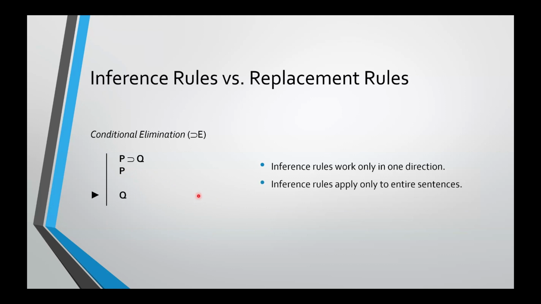The other thing with inference rules is they only apply to entire sentences. So if you have the conditional and then you've got the antecedent as a subcomponent of another sentence, say P or R, you can't do anything. You can't apply conditional elimination to that. You have to have these as separate sentences on their own lines before you can use this at all.